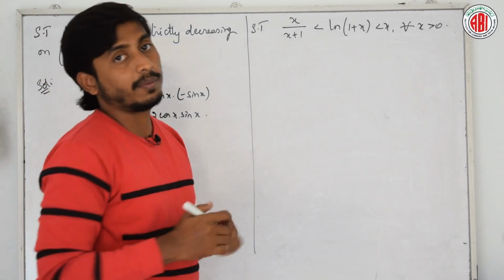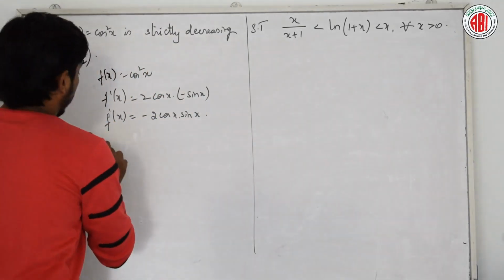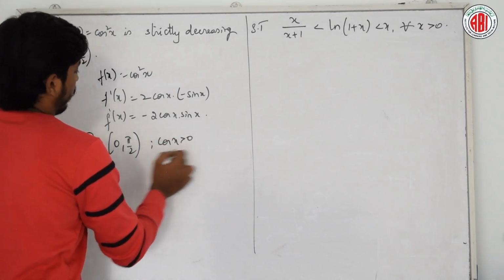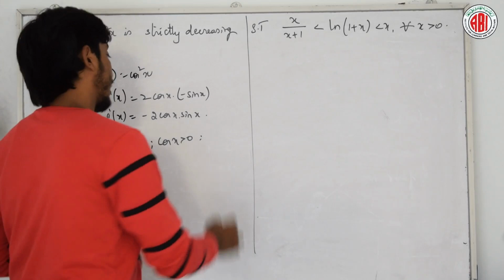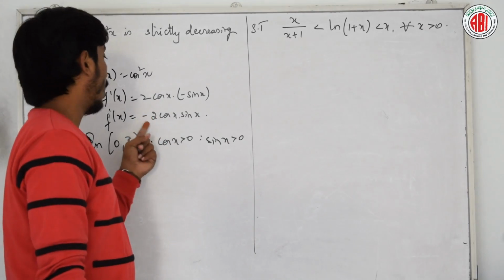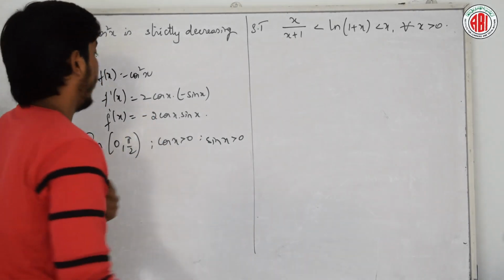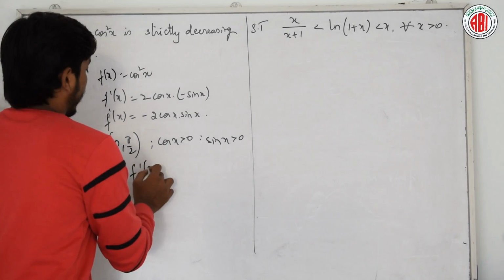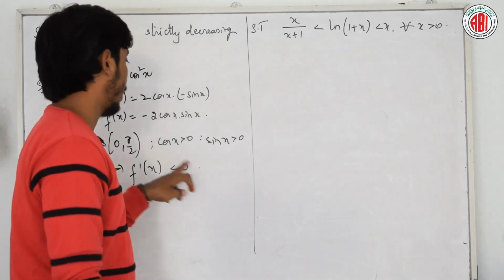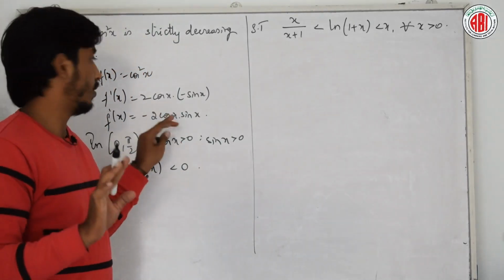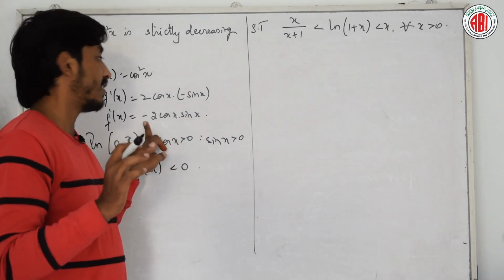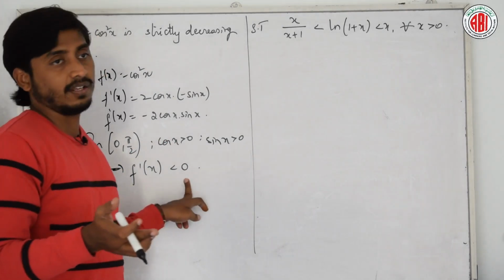From 0 to pi by 2, cos x is always greater than 0. Yes, we know it. And sin x is also greater than 0. Since both the terms are positive, obviously this whole function is negative, which clearly indicates that f dash of x is less than 0. Is it clear? Once again, cos x is positive, sin x is positive, plus into plus is plus, and this plus into this minus is a negative number, obviously less than 0.